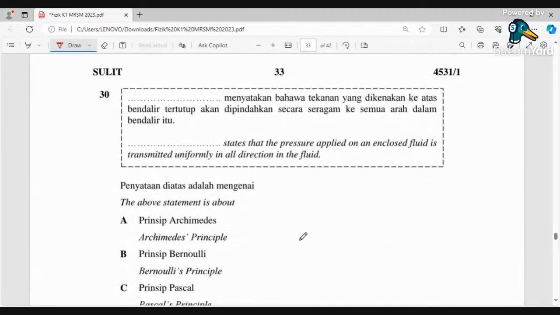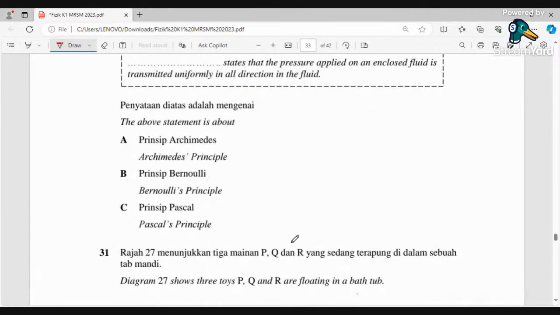Okay, number 30, above statement is about pressure applied on enclosed fluid transmitted uniformly. Ini ialah Pascal principle. Hydraulic system. Okay, transmit pressure uniformly, okay, in all direction in fluid.